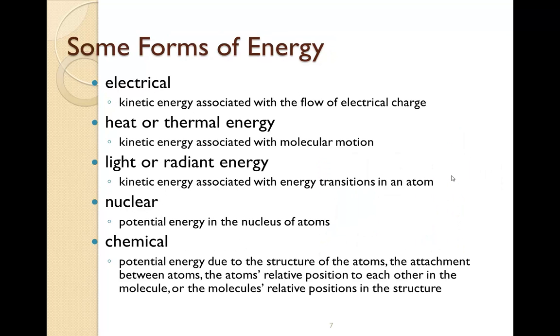So let's look at some forms of energy. Electrical is the kinetic energy associated with the flow of electrical charge. We saw electricity and the ions traveling from one particle to another, the movement of electrons for semiconductors and things like that. Heat or thermal energy is kinetic energy associated with molecular motion. Light or radiant energy is kinetic energy associated with energy transitions in an atom. Nuclear is potential energy in the nucleus of the atom, and chemical is potential energy due to the structure of the atom, the attachment between atoms, the atom's relative position to each other in the molecule, or the molecule's relative position in the structure.